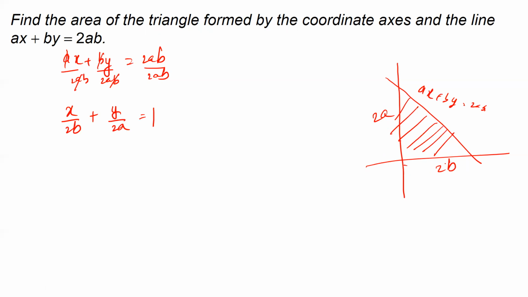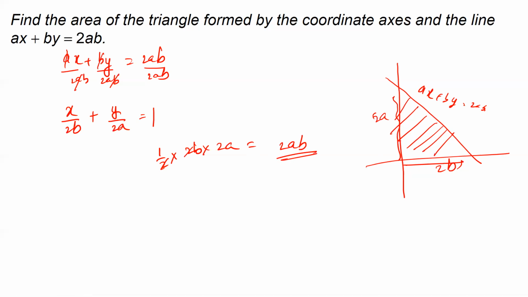So I have got the length of the base and the length of the perpendicular as well. So the area of the triangle is half into base into perpendicular, or the height, whatever you may call it. So our area becomes equal to 2ab. So this is the area of the triangle that is formed.